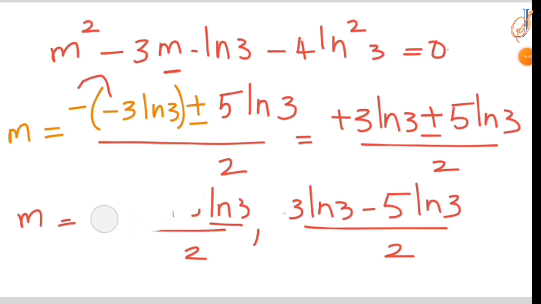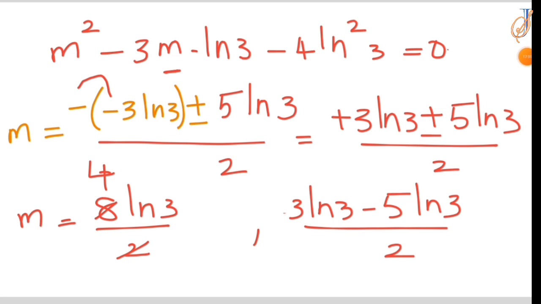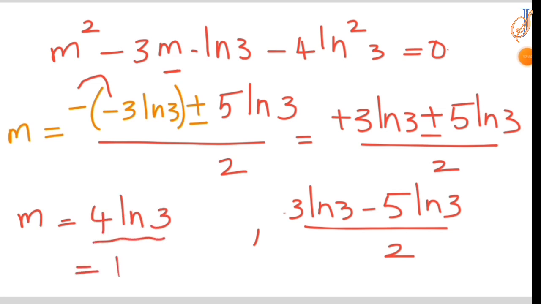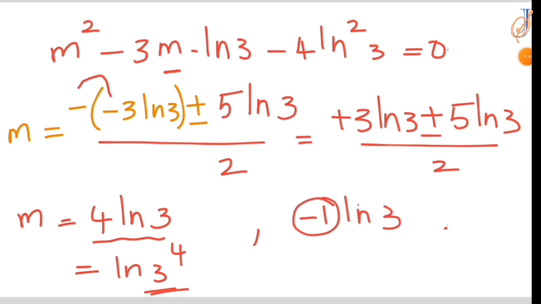ln 3 is common, so let's take it common. You are left with only 3 plus 5, which is 8. 8 ln 3 over 2 is 4 ln 3. This we can write as ln 3 power 4. Now observe the other value. Here again ln 3 is common, and you are left with 3 minus 5, which gives minus 2. Here the 2 gets cancelled, so you get only minus 1 times ln 3. Whatever the multiplier is, it goes and stays in the power, so you can write ln 3 power minus 1.